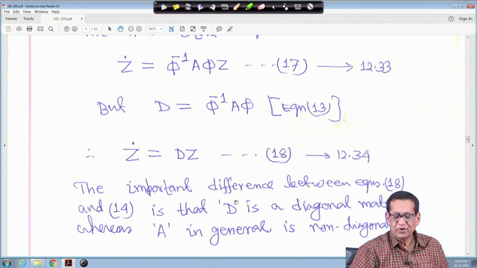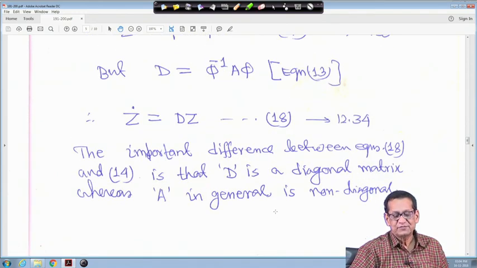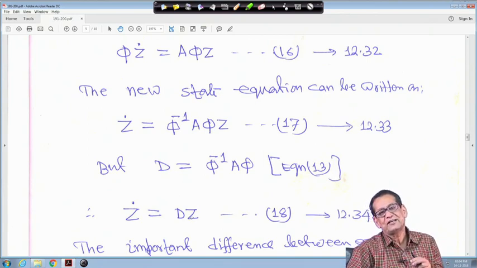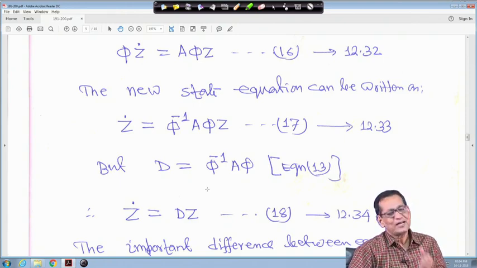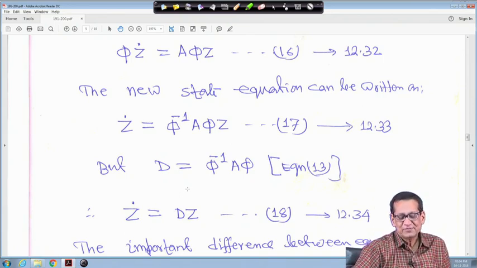So, the important difference between equation 18 and 14 is that D is a diagonal matrix, whereas A is in general non-diagonal. That means what happened? D is a diagonal matrix with lambda 1, lambda 2, lambda 3, up to lambda n, so z1 dot will become lambda 1 z1, z2 dot will become lambda 2 z2, like this. So, other things are not involved. That means this makes the analysis simpler.